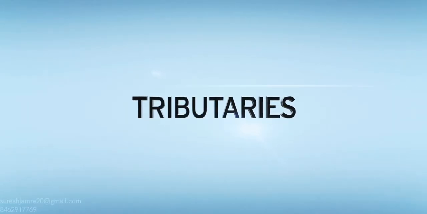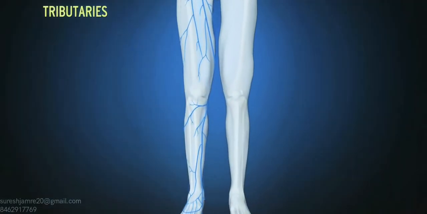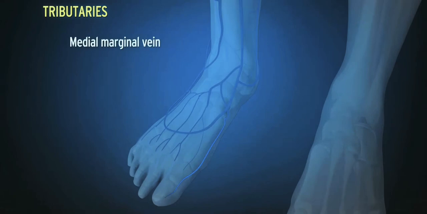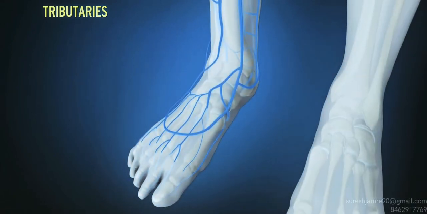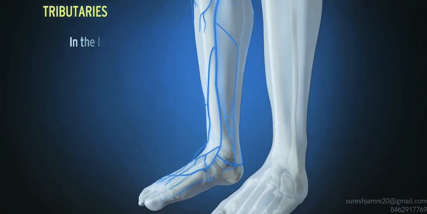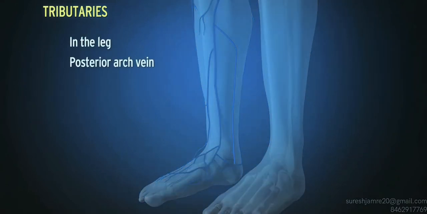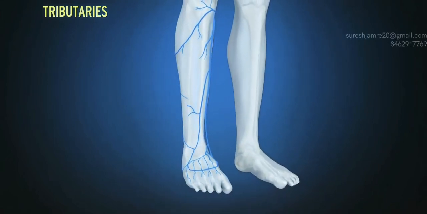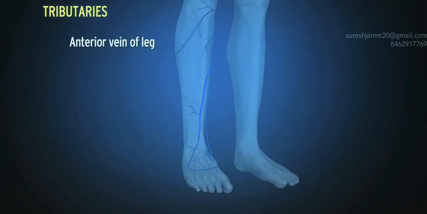Tributaries. Medial marginal vein is formative tributary. In the leg, posterior arch vein. It begins from a series of small venous arches which connect the medial ankle perforators. It runs upwards and joins the great saphenous vein below the knee. Anterior vein of leg.